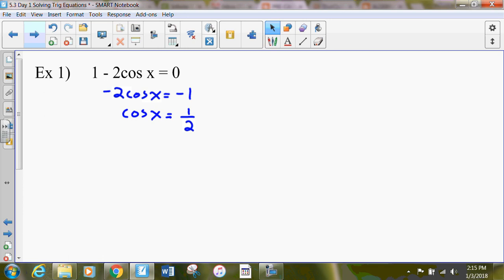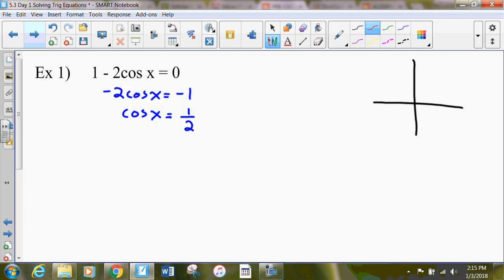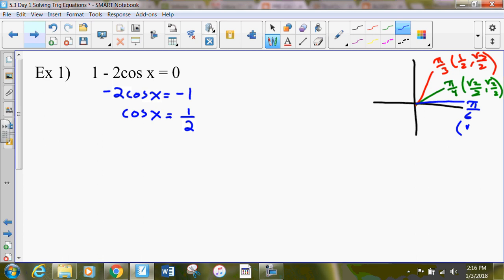And maybe what might be nice for us to do is to remind ourselves real quickly about the first quadrant, where we have pi over 3, and that's 1/2, root 3 over 2. And we've got pi over 4, which is root 2 over 2, root 2 over 2. And we've got pi over 6, which is root 3 over 2 and 1/2. Just remembering that first quadrant is going to be very helpful. So when we think about what angle has a cosine of 1/2, we see that pi over 3 does.